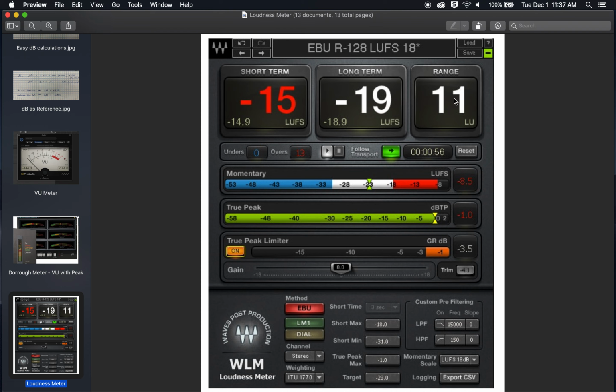So in this case, this is showing a range of 11 loudness units. Don't entirely know what that means, but these are more commonly used in mastering and especially in broadcasting, because broadcasting has very stringent regulations on how loud something can be if it's going on radio or TV.